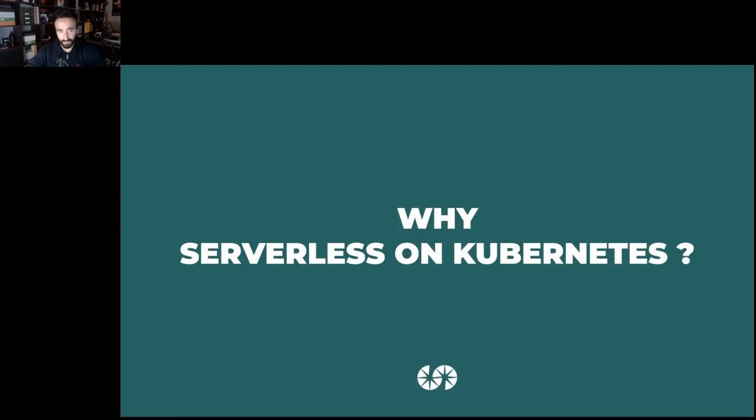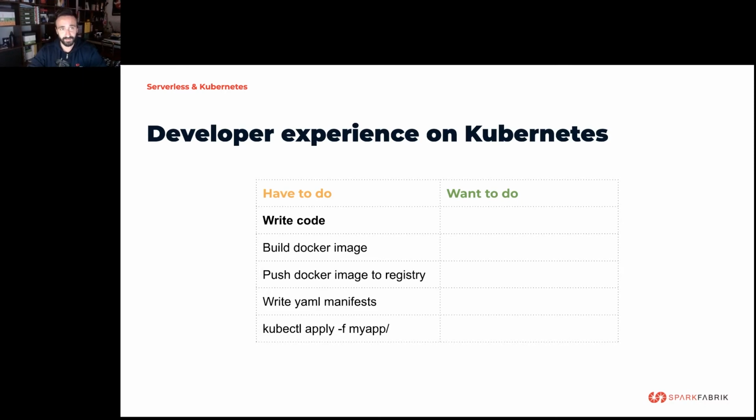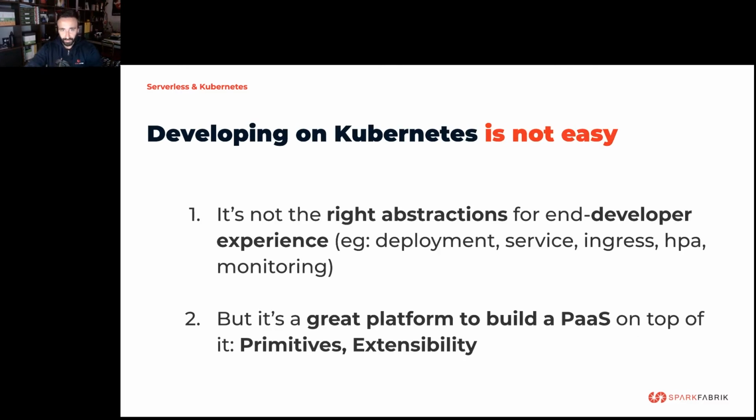So why do we want to run serverless-style workloads on Kubernetes? Let's see what the developer experience is now on Kubernetes. We have to write the code, build a Docker image, push the Docker image to a registry, write a lot of YAML manifests, and also know all the APIs around these manifests to deploy our application, like the service, deployment and ingress. And then we have to apply it to ship our application. But what we want to do is to write the code and ship it, as we can do with serverless. So developing on Kubernetes is not very easy.